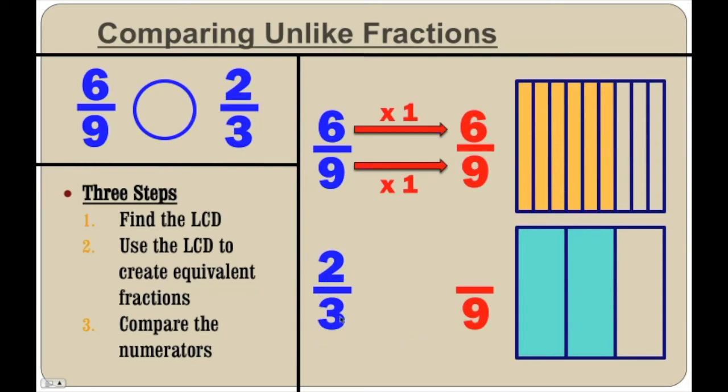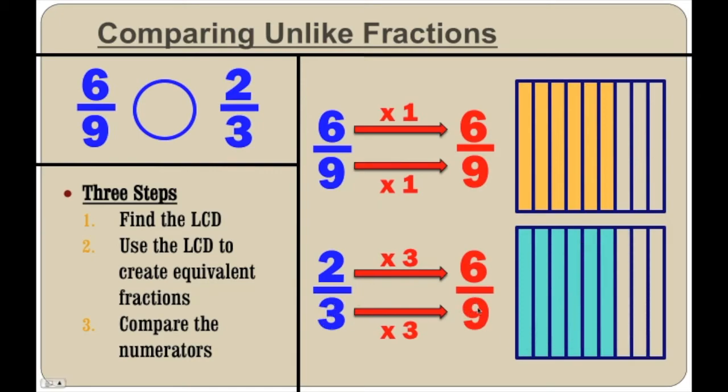How about down here? What did we multiply 3 by to get 9? Well, we multiplied times 3, which means we'll do the same thing to the numerator. And 2 times 3 is 6. So what happens is, instead of having 3 pieces, we're now going to have 9 pieces. And of those 9 pieces, 6 are shaded.